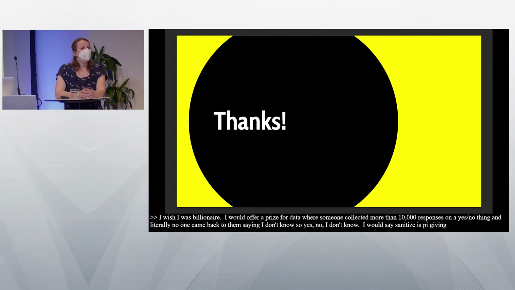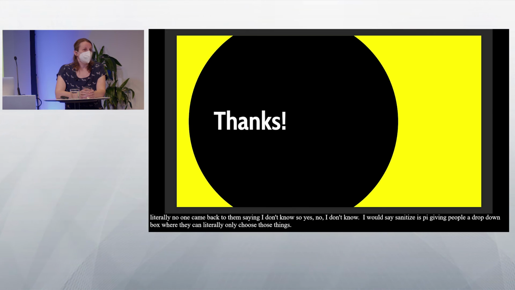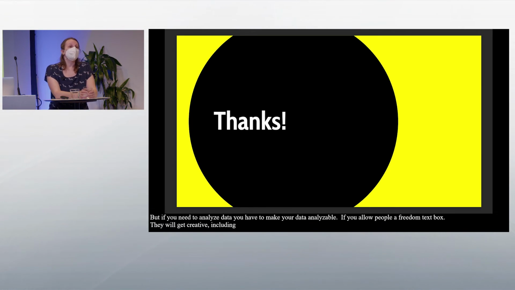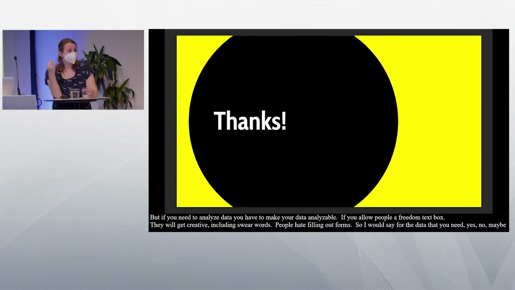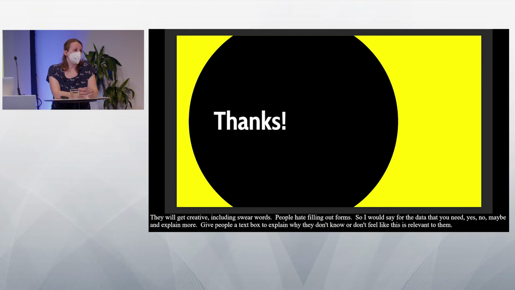But if you need to analyze data, you have to make your data analyzable. And if you allow people a free-form text box, they'll get real creative, including swear words. People really hate filling out forms. And so I would say for the data that you need, yes, no, maybe, and then explain more. Give people a text box to explain why they don't know or why they don't feel like this is relevant to them. Most people are good actors and want to help you have the best information you can have. Help them help you.